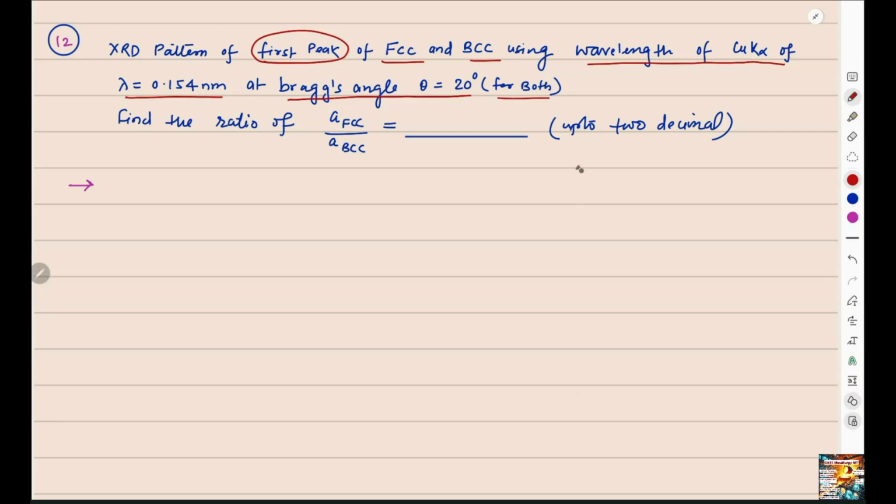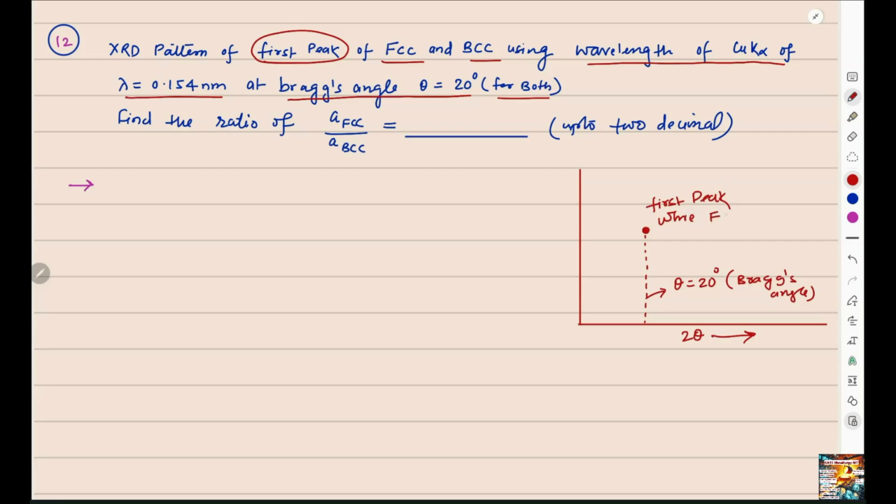According to the given condition, this is the first peak where both FCC and BCC are showing at theta equals 20 degree. So for the first peak there are FCC and BCC. For FCC we know that the first peak is the 111 plane and for BCC the first plane is the 110 plane. Now we have been given lambda equals 0.154 nanometer and theta equals 20 degree.